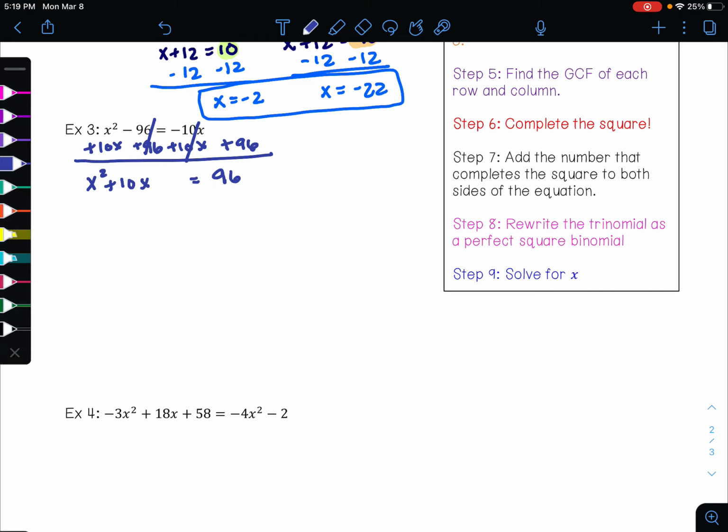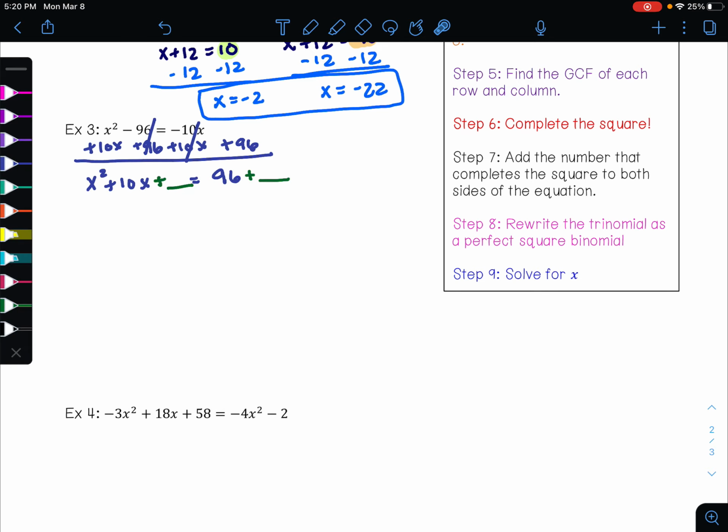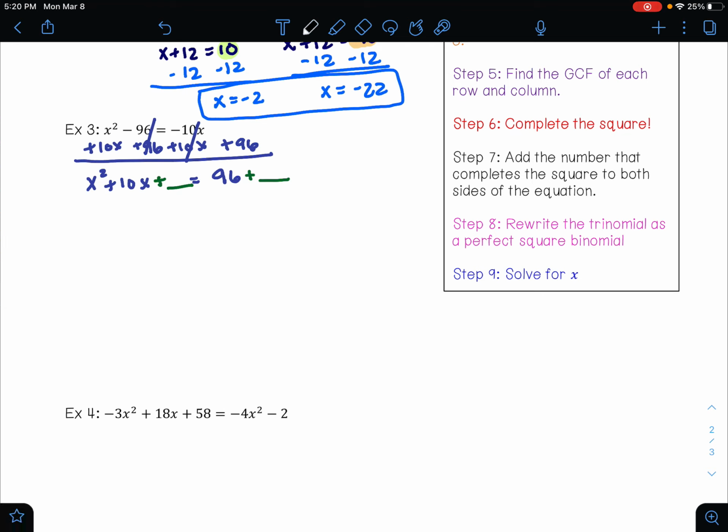Step 2 is to set up your blanks. So plus blank, plus blank. What you add to one side to complete the square, you must add to the other because you have an equation. Now we're ready to complete the square. So I'm going to draw a box, or more accurately, a square.